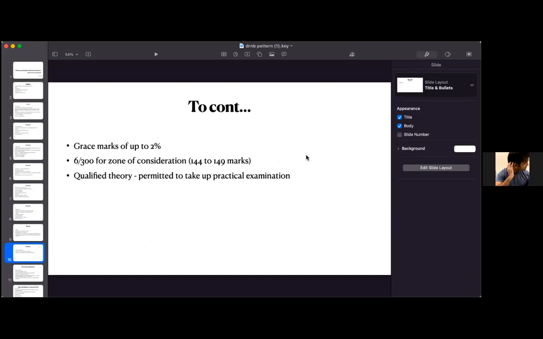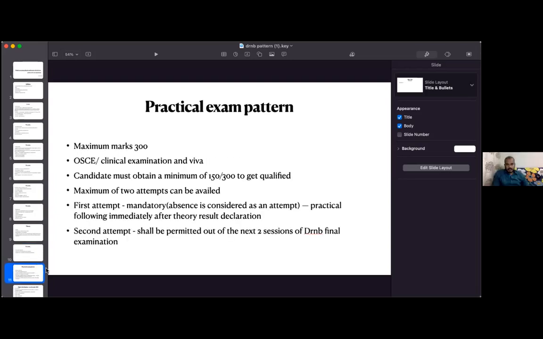Result, okay, sir. Marks: out of 3 papers, you should score 150. You can score 20 marks in one paper and 80 marks in another paper also. But never aim for that. Aim for at least around 60-65 in each paper, so that you will be able to reach the 150 mark easily. Okay, sir. And then practical exam pattern: the theory exams are for 300 marks and practicals are for 300 marks. And we have to get 150 to clear the exam.